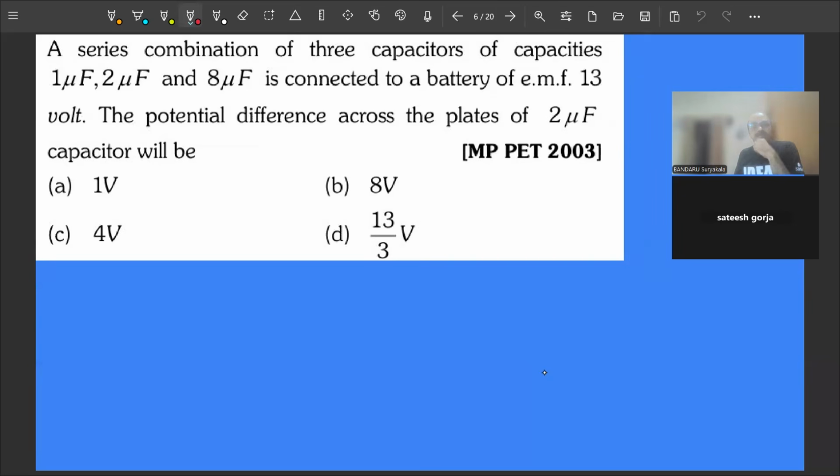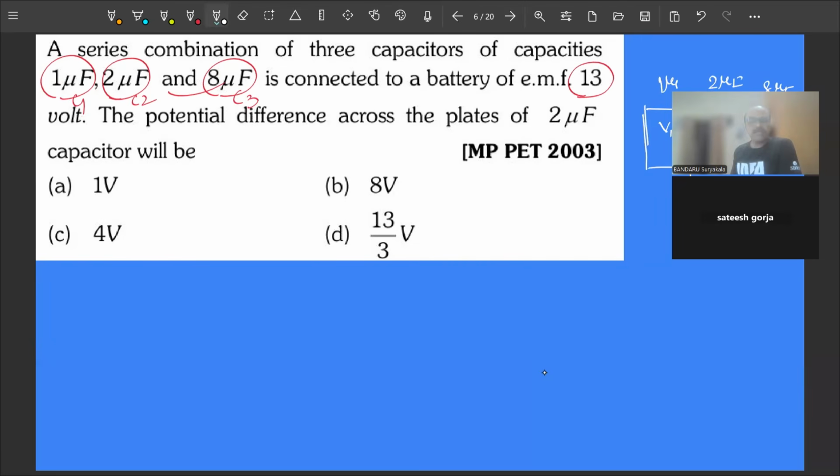Next, the series combination of 3 capacitors of capacitance 1 microfarad, 2 microfarad, and 3 microfarad. This is C1, C2, and C3. Is connected to the battery of 13 volts. The potential difference across the 2 microfarad they are asked. So equivalent diagram if you want, we can write the diagram like this. 1 microfarad, 2 microfarad, 8 microfarad. Voltage they given as 13 volt. This is V1, this is V2, this is V3.